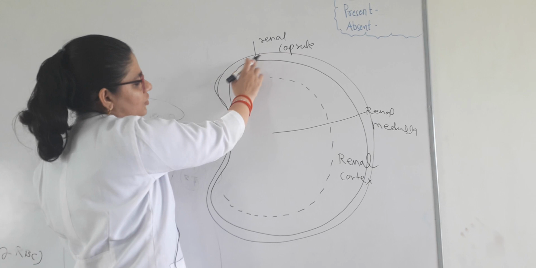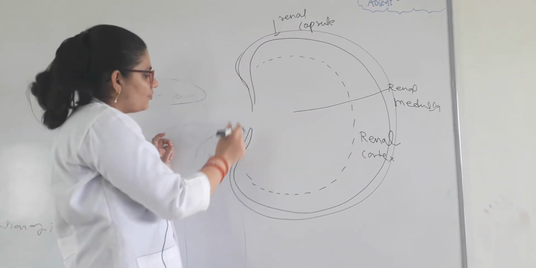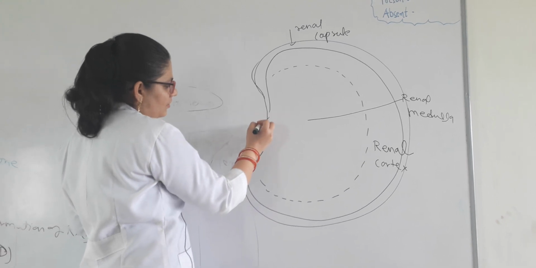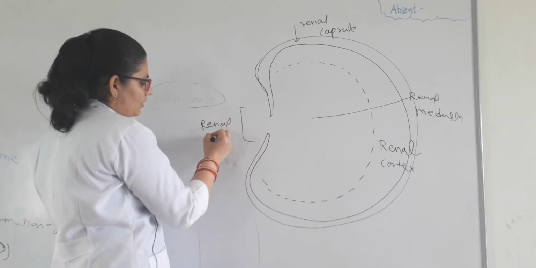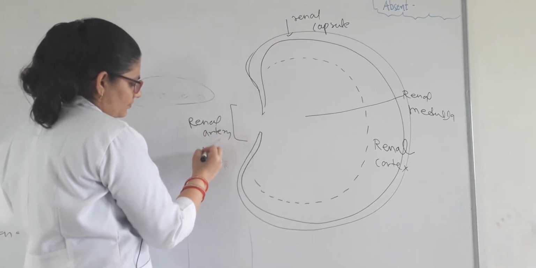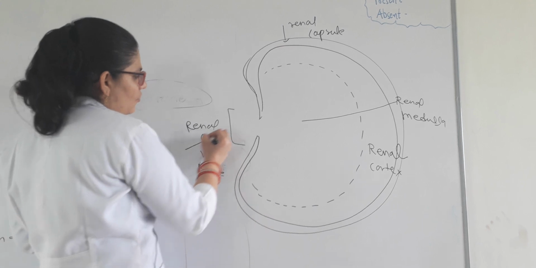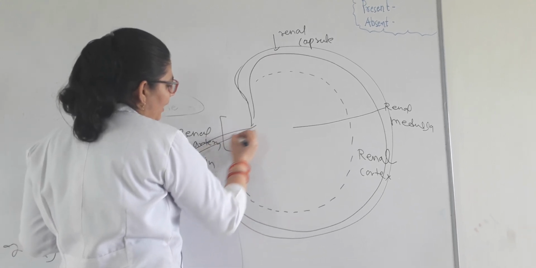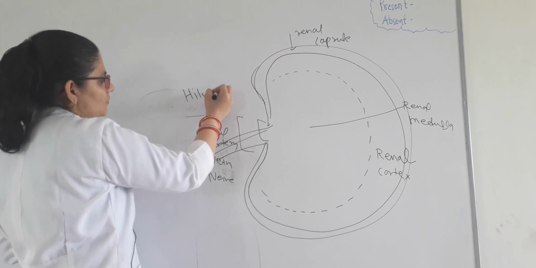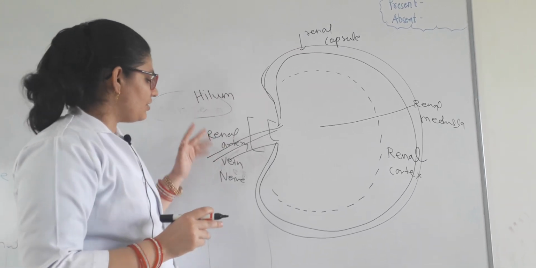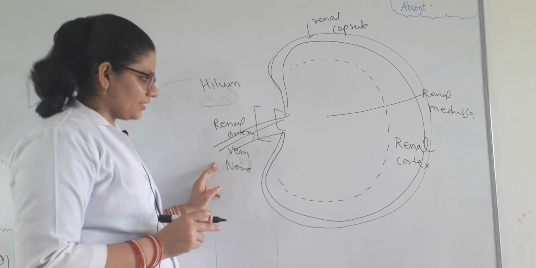Capsule, which is the outermost layer, then the renal cortex and then the renal medulla. Now you must remember there is an area from where the renal artery, the renal vein and the renal nerve go inside. From here, these all will enter. So this area is known as the hilum. So from the hilum, the renal artery, the renal vein as well as the renal nerve will go inside.